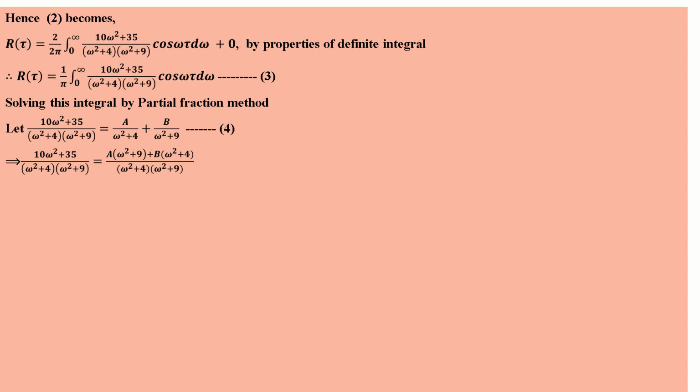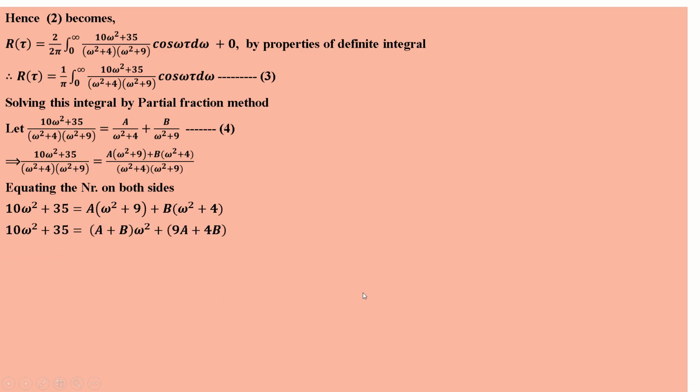This implies taking the LCM on the right hand side, you will get a into omega square plus 9 plus b into omega square plus 4 divided by omega square plus 4 into omega square plus 9. So right hand side and left hand side, equating both, denominators are equal, therefore numerators are equal: 10 omega square plus 35 is equal to a into omega square plus 9 plus b into omega square plus 4. Right? Now we are equating the coefficients.